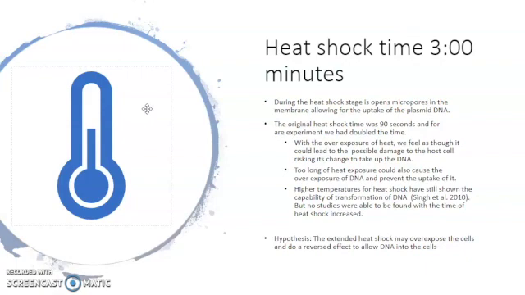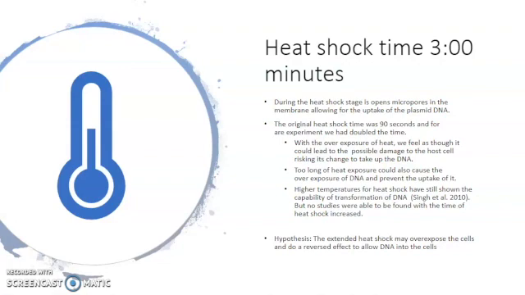With the overexposure of heat, we feel as though it could lead to possible damage of the host cell, risking its chances to take up the DNA. Too long of heat exposure could also cause the overexposure of DNA and prevent the uptake of it. Higher temperatures of heat shock have still shown the capability of transformation of DNA, but no studies were able to be found with the time of heat shock increase.